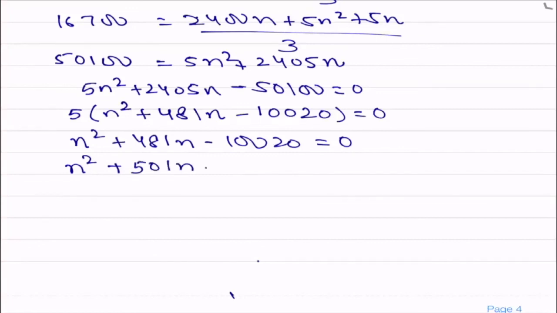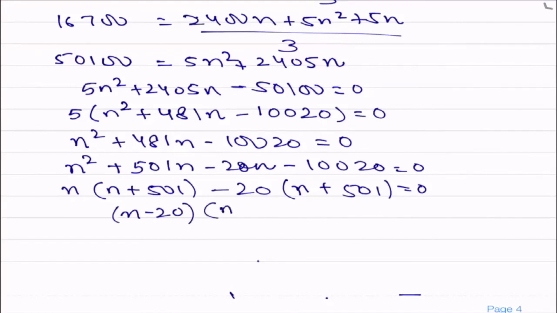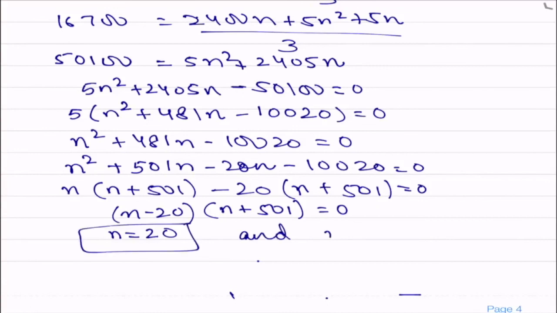So when we take out the factors, they are 501n minus 20n. So again we will make the factors. Now we can see 20 is common in the last two terms. So the factors are n minus 20 and n plus 501 equals 0. We compare both the factors with 0, and we see the value of n is 20 and the second value of n is minus 501. So we will neglect this value because a negative value cannot be taken. So the value of n is 20 months.